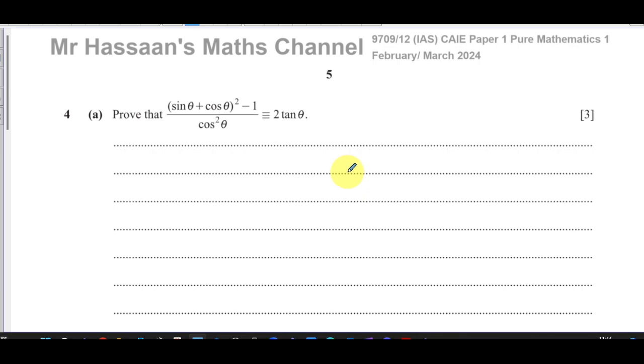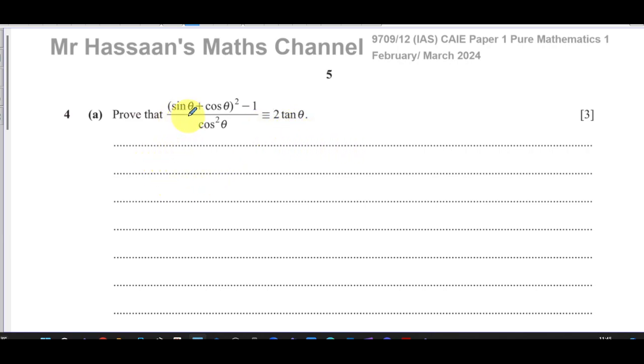I'm now answering question number 4 from the February-March 2024 9709 Cambridge paper 1, which is a pure math paper. This question is about trig identities and equations. The first part, question 4a, is telling us to take this expression and prove that it's equal to 2 times tan x.